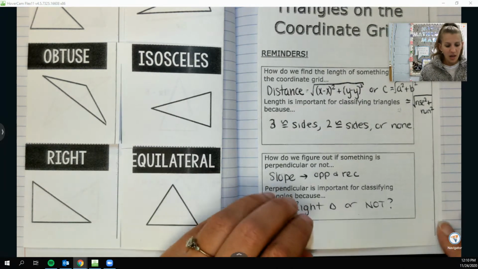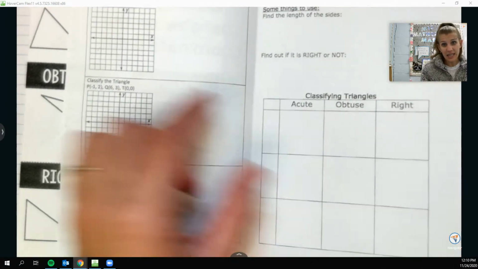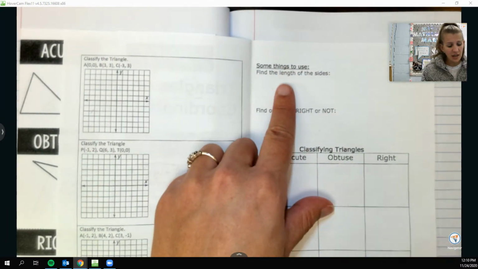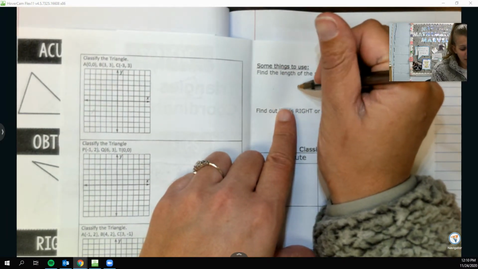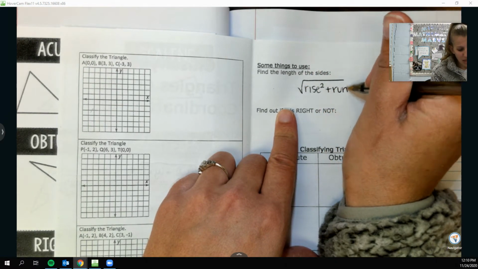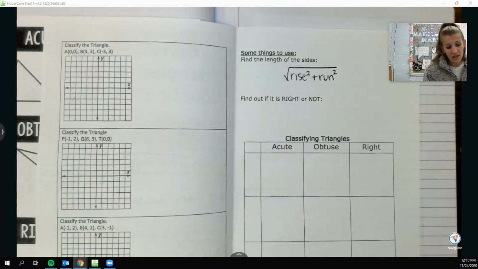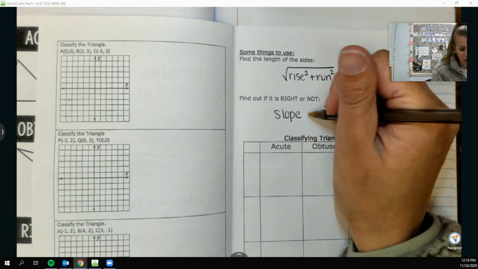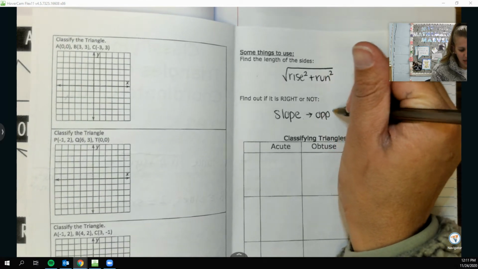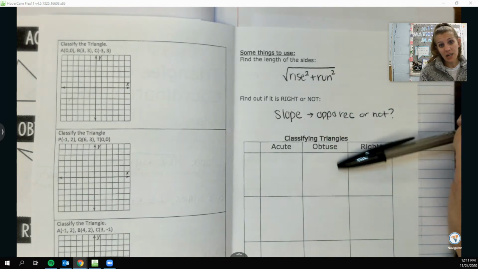So, alrighty. This is kind of the same stuff that we already said. Some things to use: find the length of the sides. I always like to find slope and do rise squared plus run squared and then square root it. I just find that to be the easiest. And then to figure out if it's right or not, you're going to find your slope and compare it. Is it opposite and reciprocal or not? So again, slope is really used in both of these. That's why I like to just use slope.